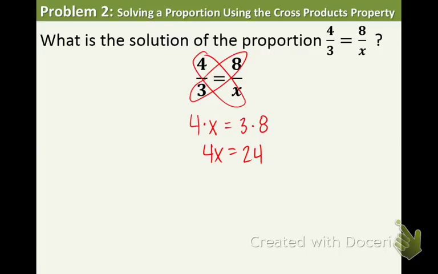We have a one-step equation here and we need to divide by 4 because that's the opposite of multiplication. X is by itself now. And what does 24 divided by 4 equal? That's 6. So if you were to plug 6 in for the x above, it would work out to be the same thing as 4/3. 8 over 6 is equal to 4/3.